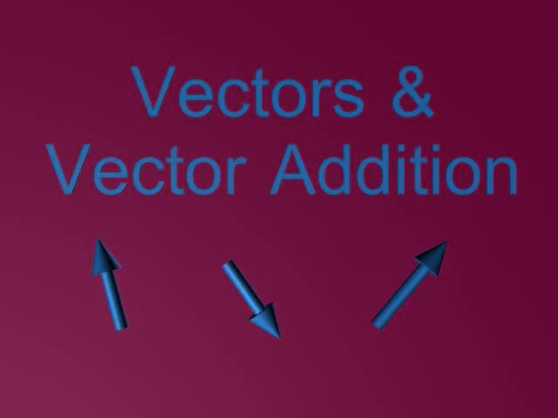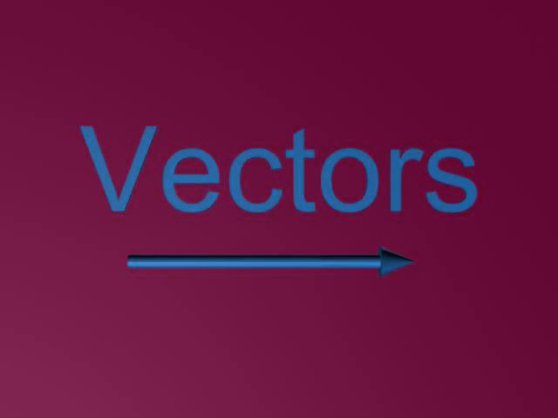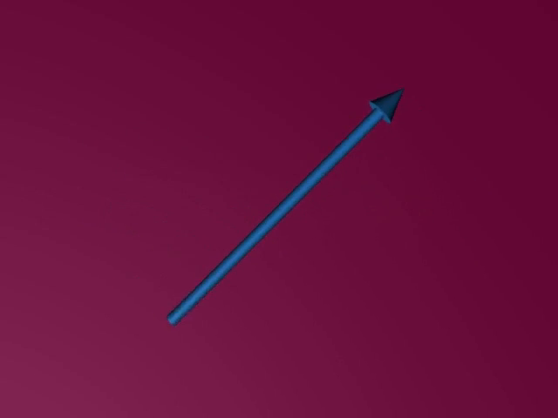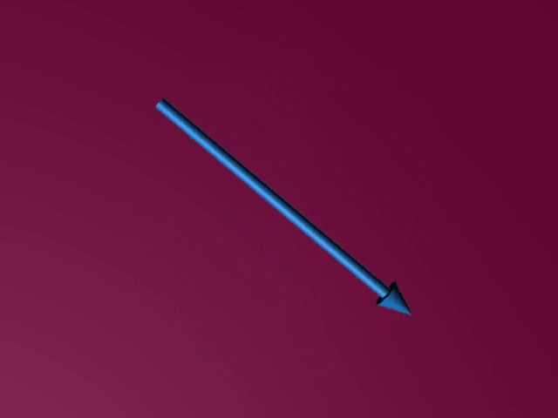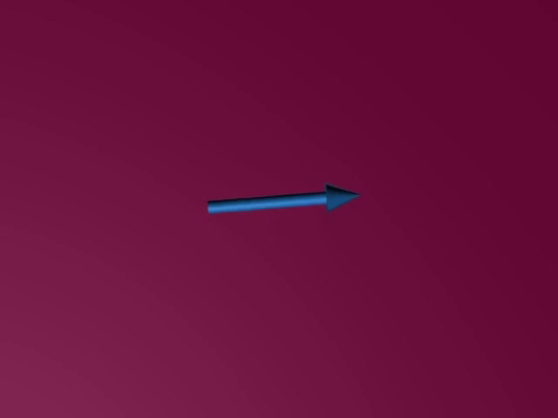Vectors and vector addition. In this portion of the narration, we will discuss vectors. A vector is an arrow that represents both direction and speed. They are represented by arrows that change in size as speed increases or decreases. The angle of a vector is determinant of its direction.